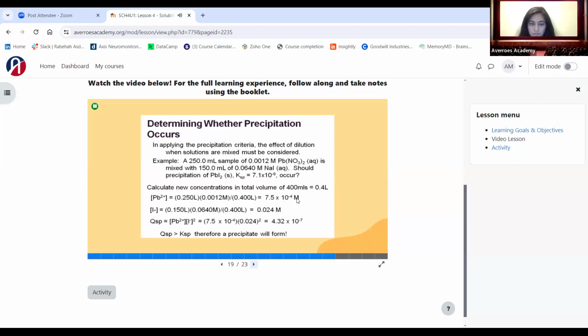So our QSP is the concentration of our lead ion times the concentration of our iodide ion, those two values we just calculated, multiplied together, since the iodide ion is also to the power of 2. We get 4.32 times 10 to the negative 7. Compare that with our KSP. Our Q value is greater than our KSP. So therefore, a precipitate will form.